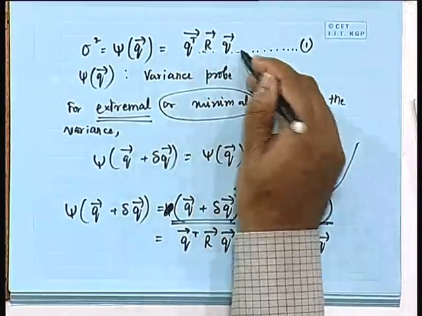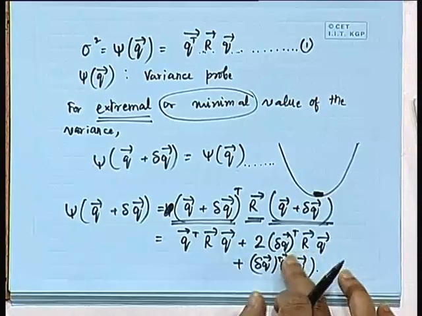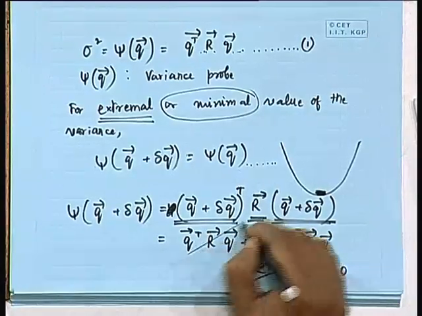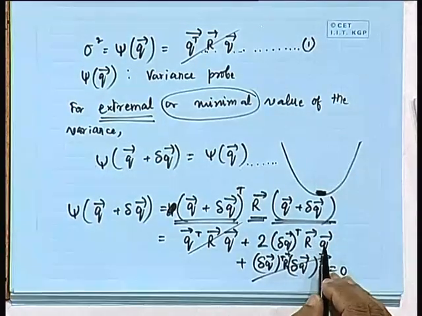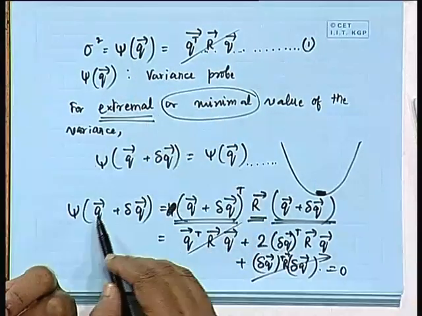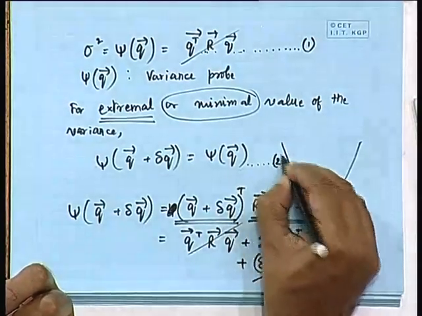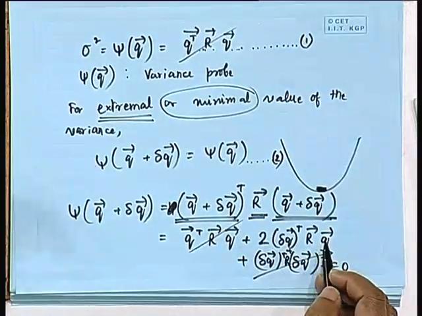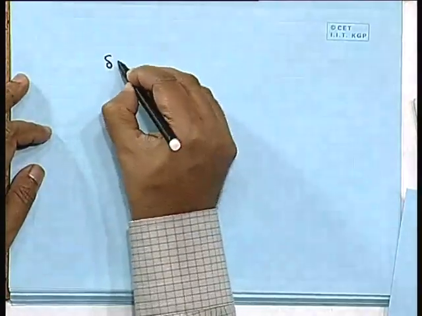in that case the q transpose r q here and here get cancelled. So this term is anyway neglected, so it is equal to 0, and this gets cancelled with this. What remains is that delta q transpose r q is equal to 0, because psi of q and psi of q plus delta q are the same. So this, if we call it equation number 2, then what we obtain is that delta q transpose r q is equal to 0. Anybody who found difficulty in following this step?